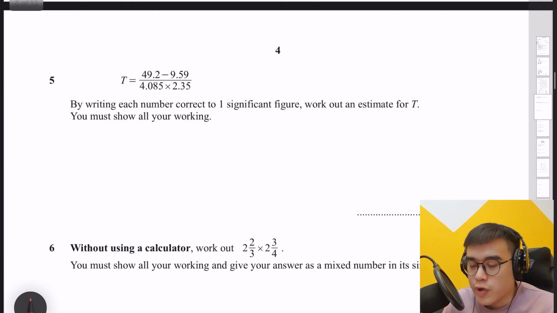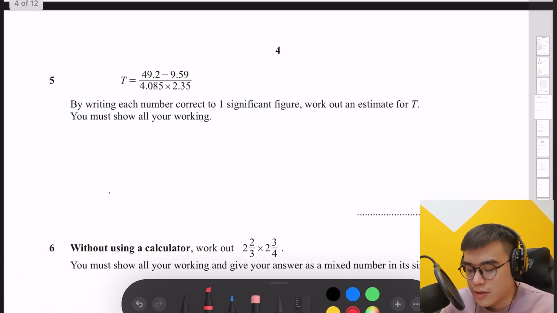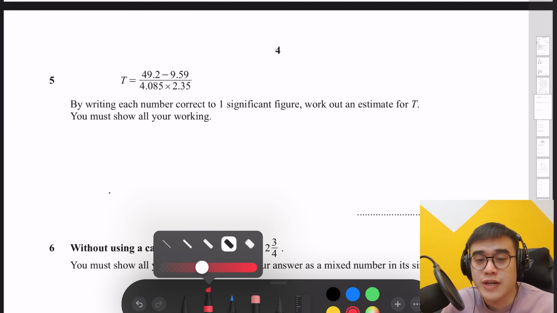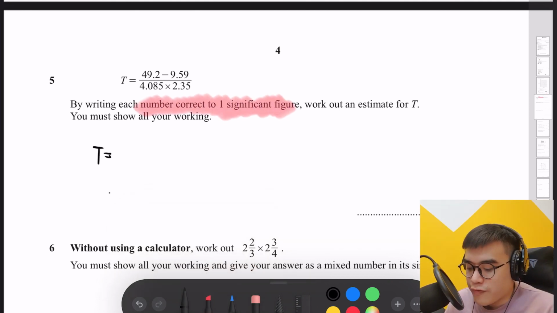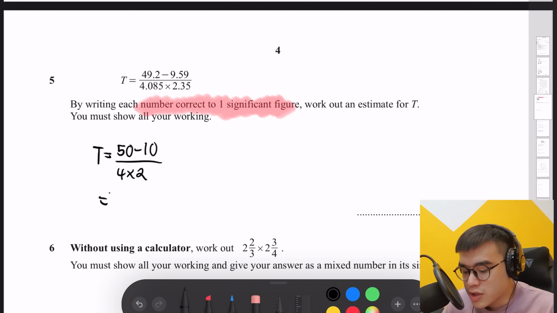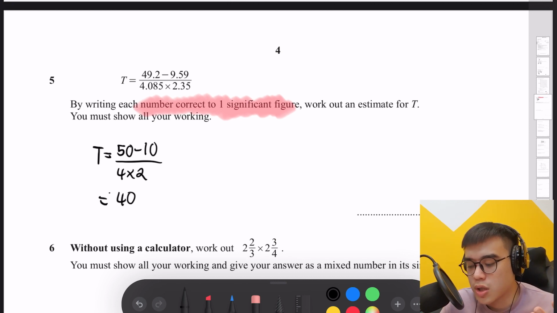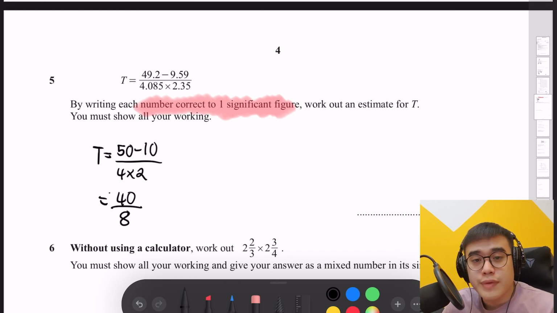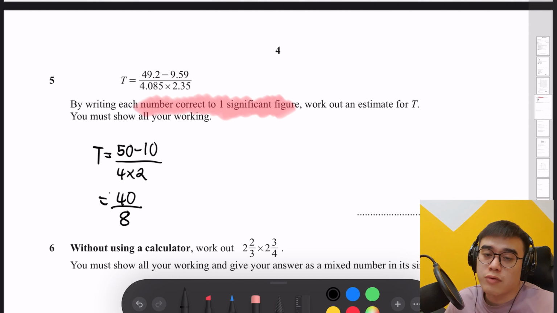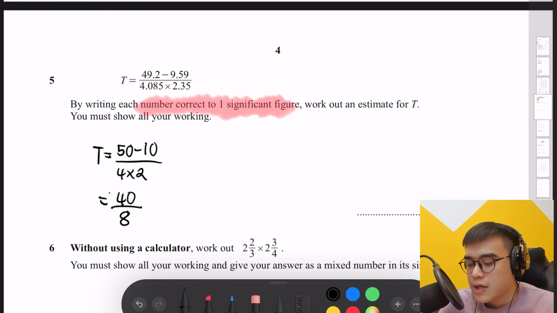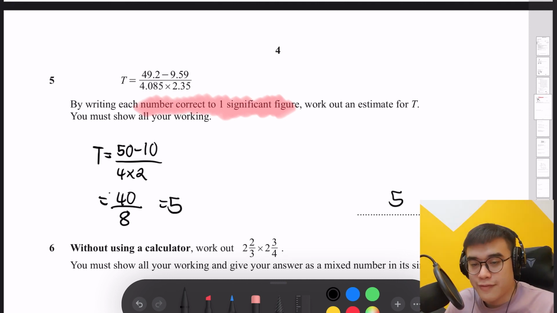Moving on to question 5, before your calculation, please remember to round the figures over there. The 49.2 was rounded to 50, and the negative 9.59 was rounded to negative 10. The 4.085 was rounded to 4, and the 2.35 was rounded to 2. So 40 divided by 8, the answer should be 5.